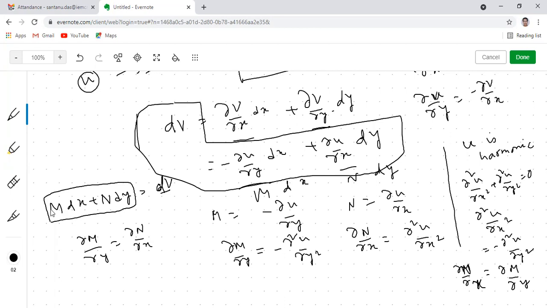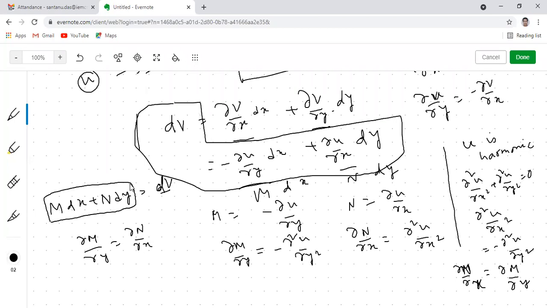Otherwise, you can integrate M with respect to dx by keeping y constant, integrate N with respect to dy by keeping x constant, and then consider only the common terms. Then by assembling them, you can get the result. So these are the two methods. In the same way, we can solve this problem.